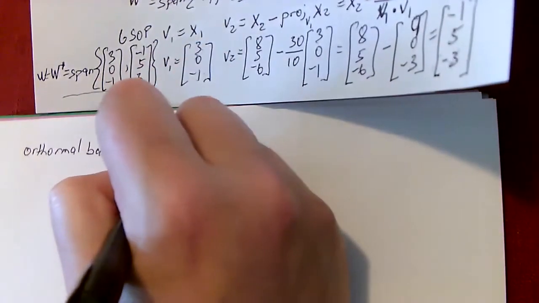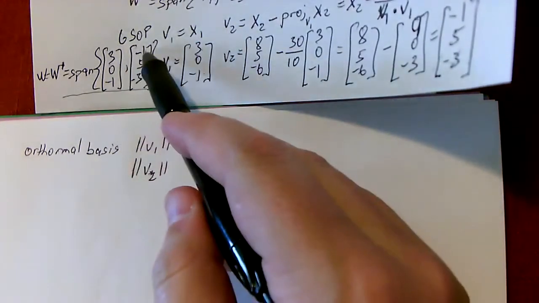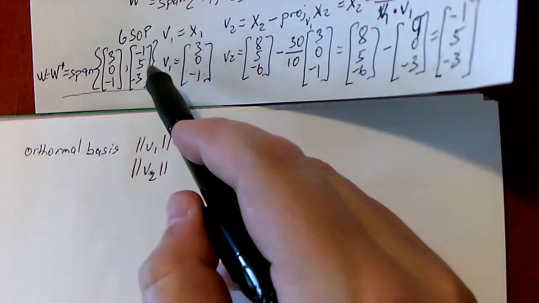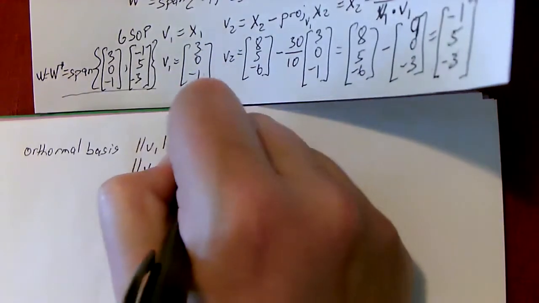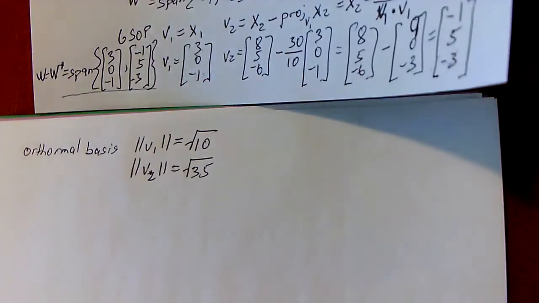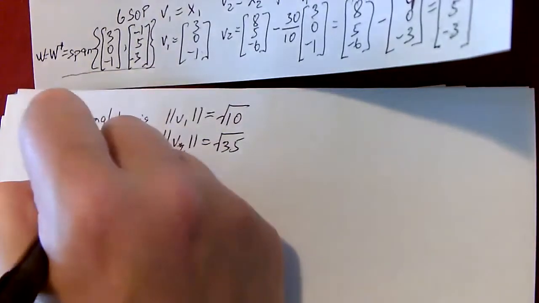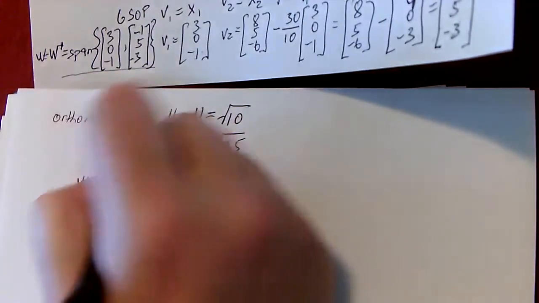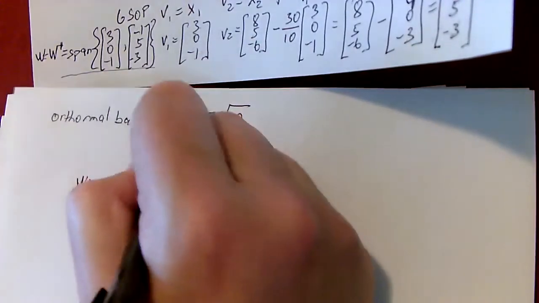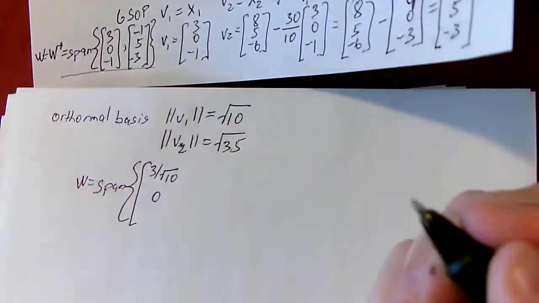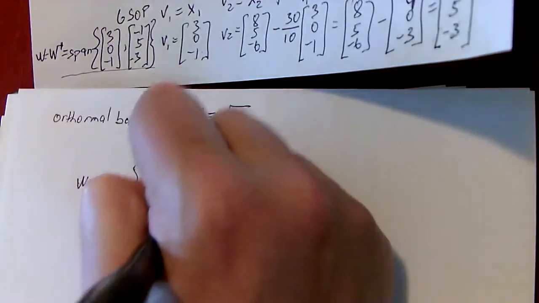I'm going to need the norm of V2. Okay, so V2 now, negative 1, 5, 3. So that's 1, 25, and 3 makes 35. 25 plus 10, so square root of 35. Okay, so my orthonormal basis then, W, will also be the span, okay, of 3 divided by the square root of 10. Well, 0 divided by the square root of 10 is still 0. Negative 1 over the square root of 10.